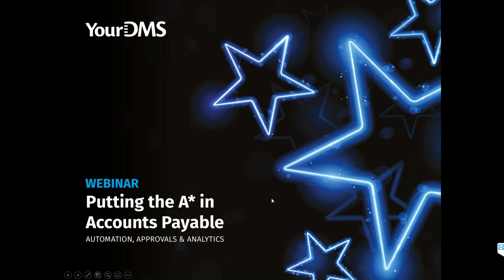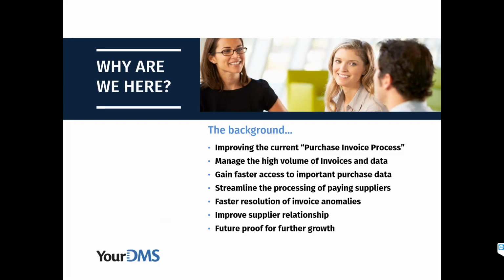So in terms of automation, we're looking at the 3 A's: automation, approvals, and analytics. Three of the big things in accounts payable especially. And we're looking at the process that comes along with that, so why you would be here in terms of what you're looking at today.